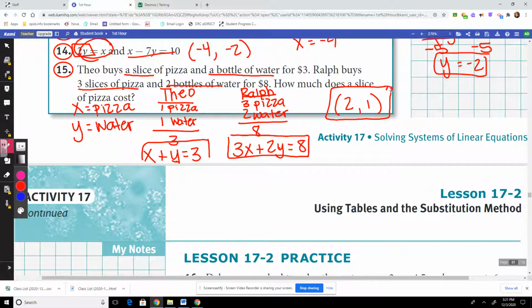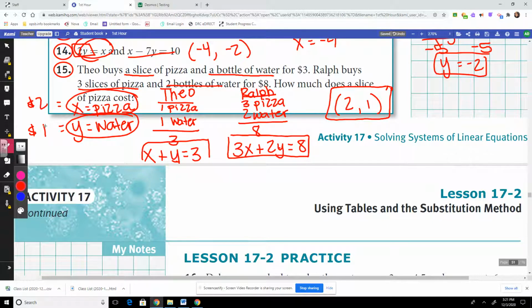What did X represent in our problem? X represented pizza. So how much was pizza? Pizza was $2. Y is 1. So what did Y represent in our problem? Y was water. So how much was water? $1. So the question is, how much does a slice of pizza cost? You would have to say pizza costs $2.